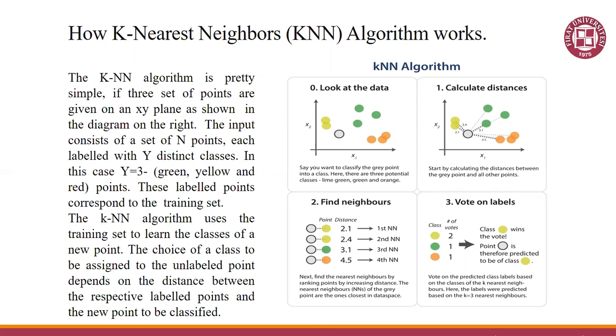The KNN algorithm uses the training set to learn the classes of a new point. The choice of a class to be assigned to the unlabeled point depends on the distance between the respective labeled points and the new point to be classified. And you can see in the image, you first look at the data, calculate distances between the new points you want to classify and the labeled points in the image. You find the neighbors based on the distance between the new point you want to classify and the other existing points in the image. And lastly, you vote on the labels, depending on the highest occurring label.